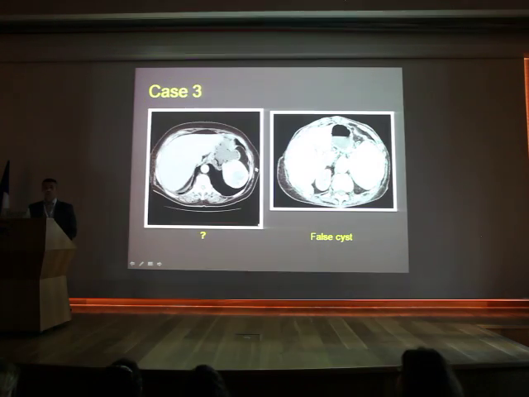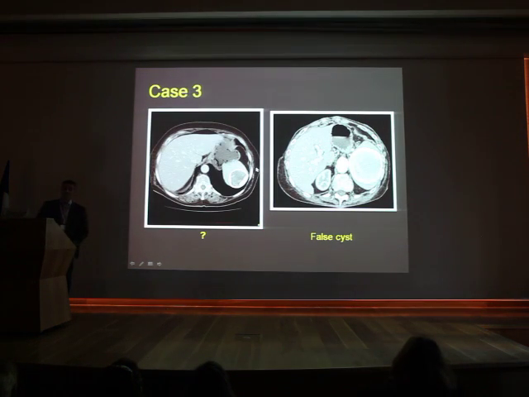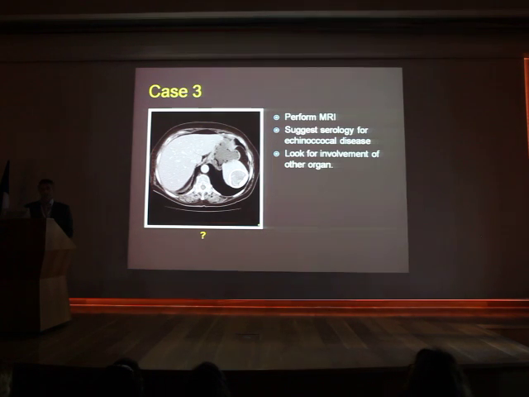So what should we do next? Look at this case, for example. This is the earlier case that I showed on the left image. And look at the false cyst. They really do look the same. So calling it an echinococcal cyst would not necessarily be right. We should give a differential diagnosis, and I suggest we perform an MRI and suggest serology for echinococcal cyst because it is, at least in Israel, quite prevalent. So we should do some serological study that sometimes would be the right thing to do and might be positive.